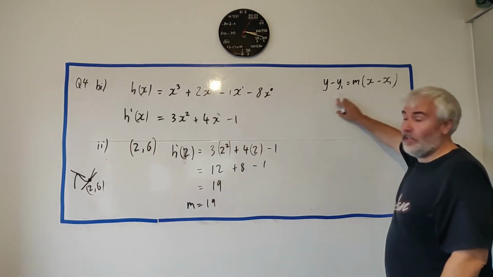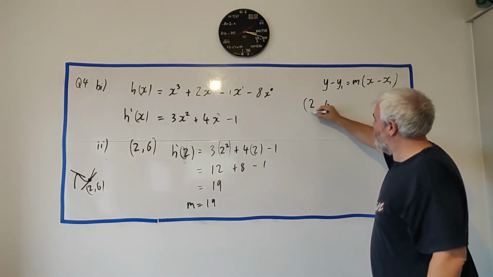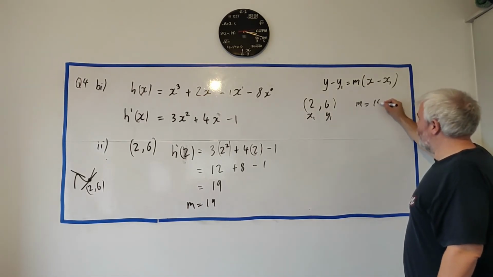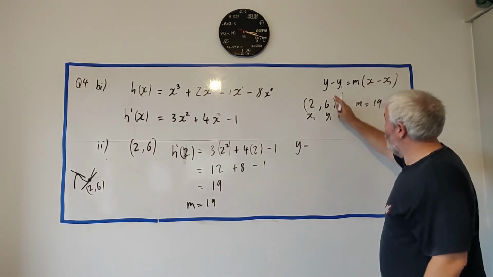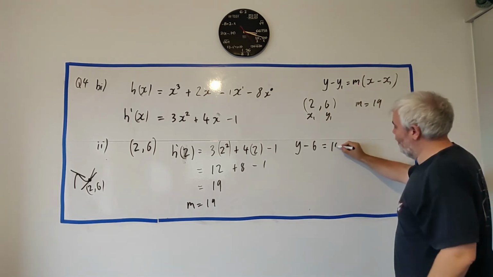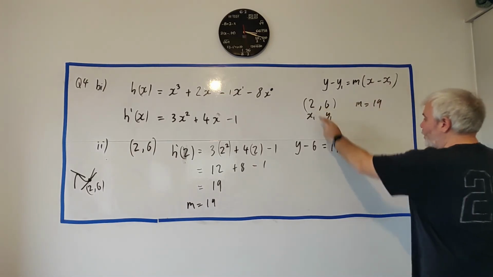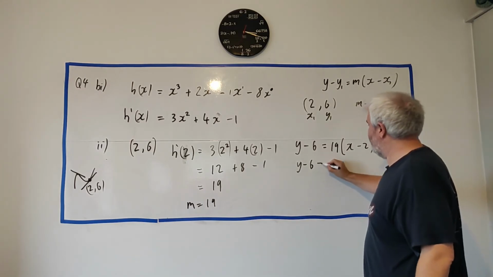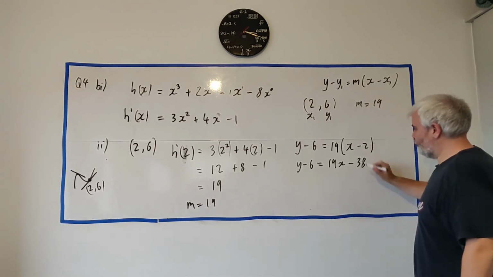So now we have everything we need to do this one. We have a point, (2, 6), that's x1 and y1, and we have a slope, it's equal to 19. So we go ahead and fill all this in. y minus y1, which is 6, is equal to m, which is 19, multiplied by x minus x1, which is 2. Let's clean this up a bit. We get y minus 6 is equal to 19x minus 38.